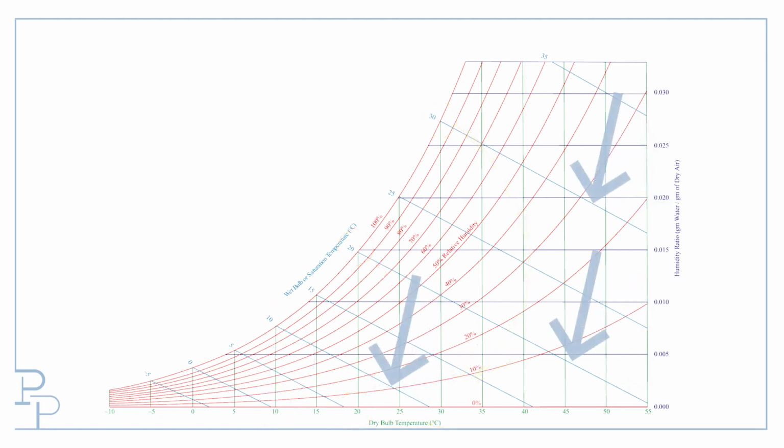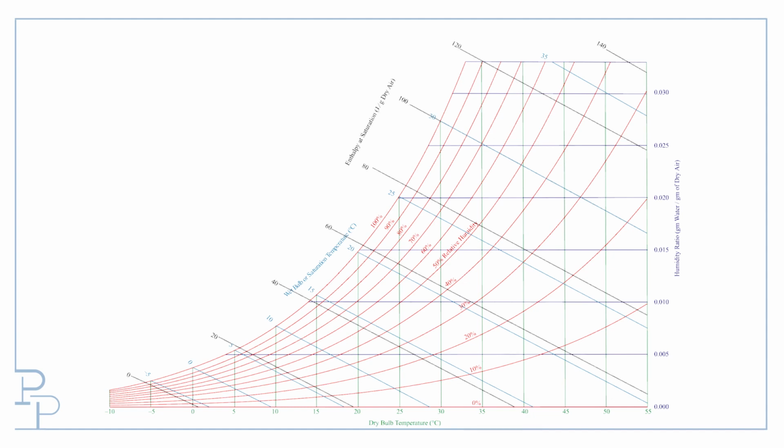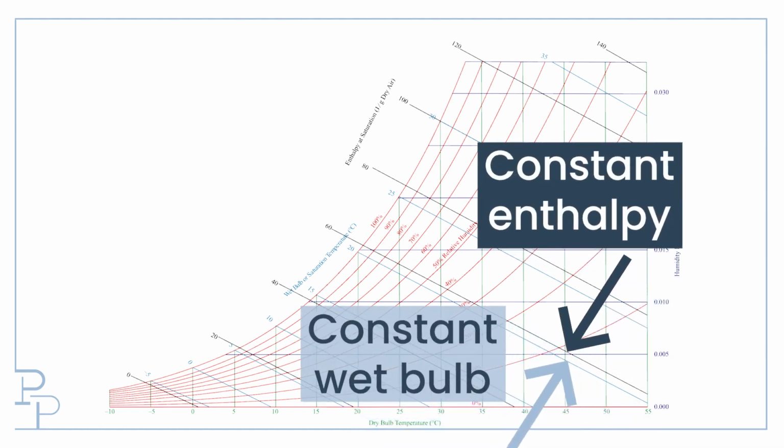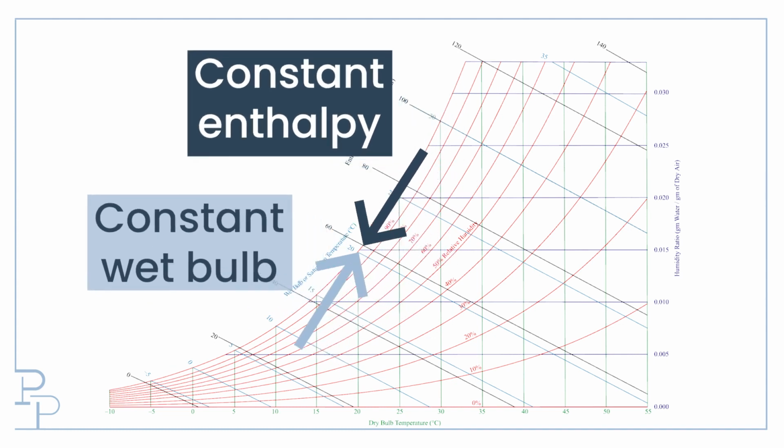So why do the lines of constant wet bulb temperature slope at this angle? The answer to this can be found if we overlay the lines of constant enthalpy. Enthalpy is simply the energy content of this air-water system. Can you see that these lines are perfectly parallel to the wet bulb temperature lines? Let's take a moment to understand why this is the case.